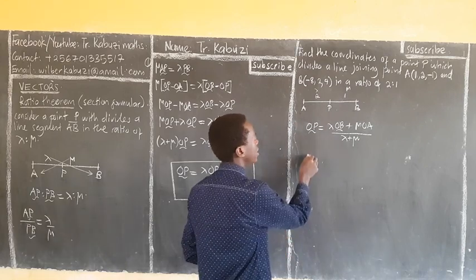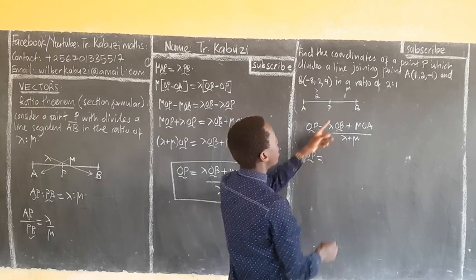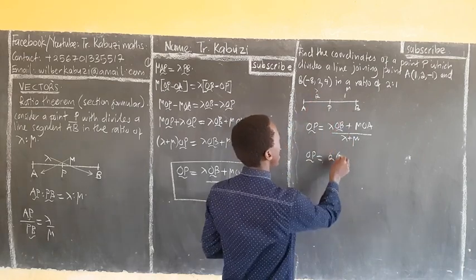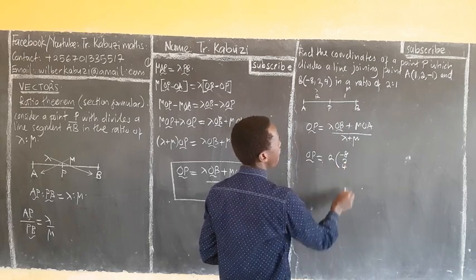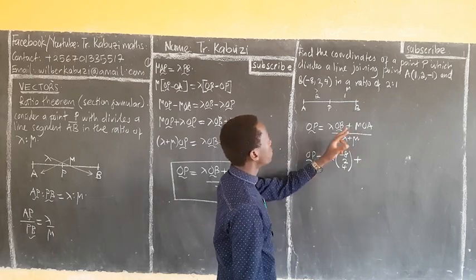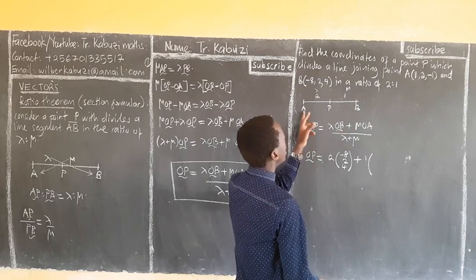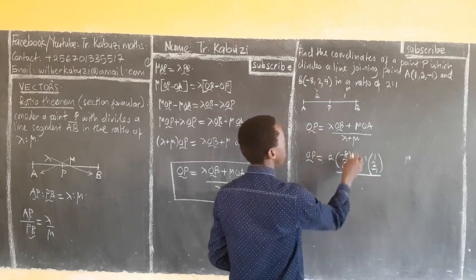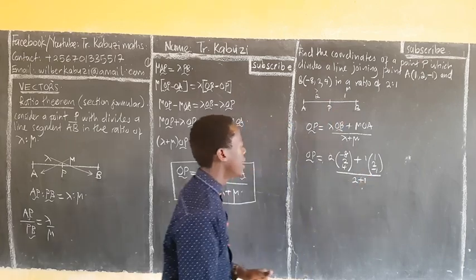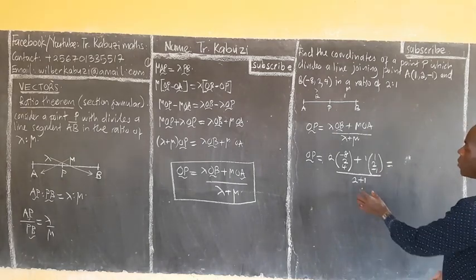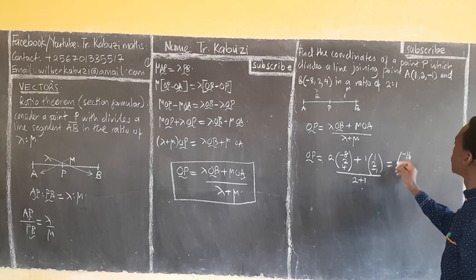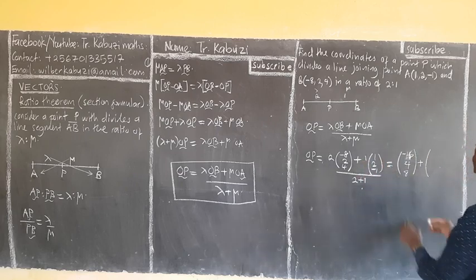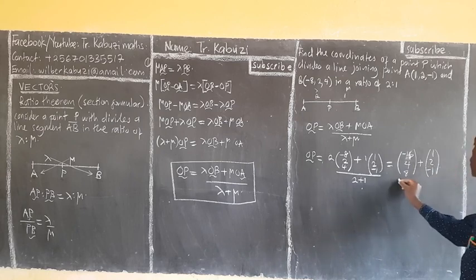So from there, we are just substituting. Now my OP is going to be: my lambda is 2, times the position vector OB, which is (-8, 2, 4) in brackets, plus mu. My mu is 1, times the position vector of the first coordinate, which is (1, 2, -1), the whole divided by lambda plus mu, which is the sum of the ratios, 2 plus 1. So we multiply, and this is what we get: negative 16, 4, 8, plus the same thing when multiplied by 1, (1, 2, -1), the whole over 3.